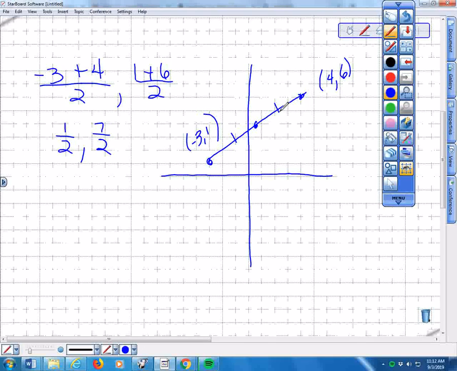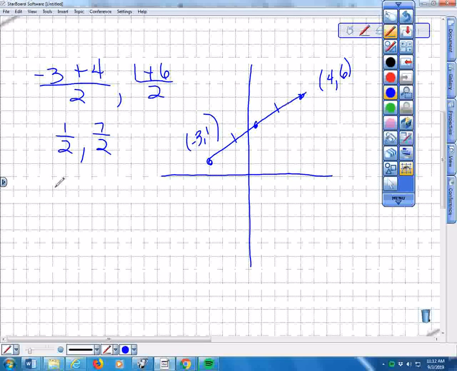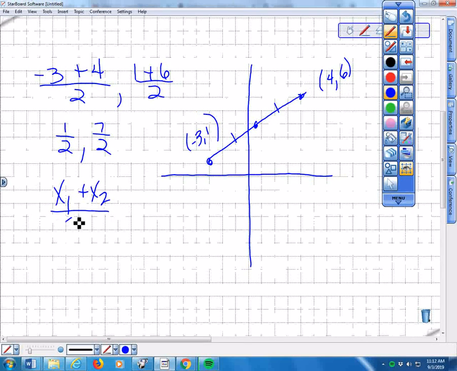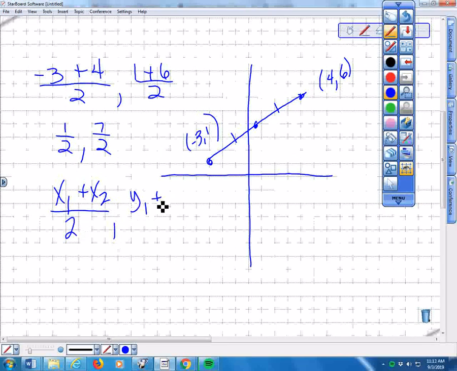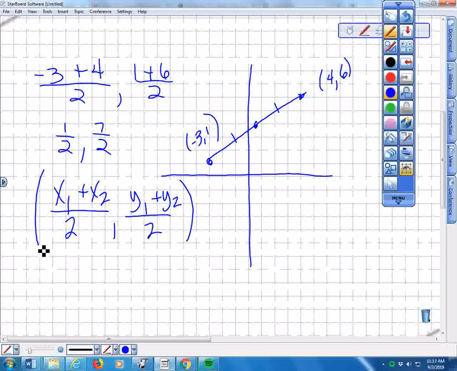Follow, Isaac? Yeah. Okay. All right, so the formal way of writing that is we take the first x coordinate, we add the second x coordinate, and we divide that by 2. We take the first y coordinate, add the second y coordinate, and divide it by 2. And this is the coordinate for your midpoint.